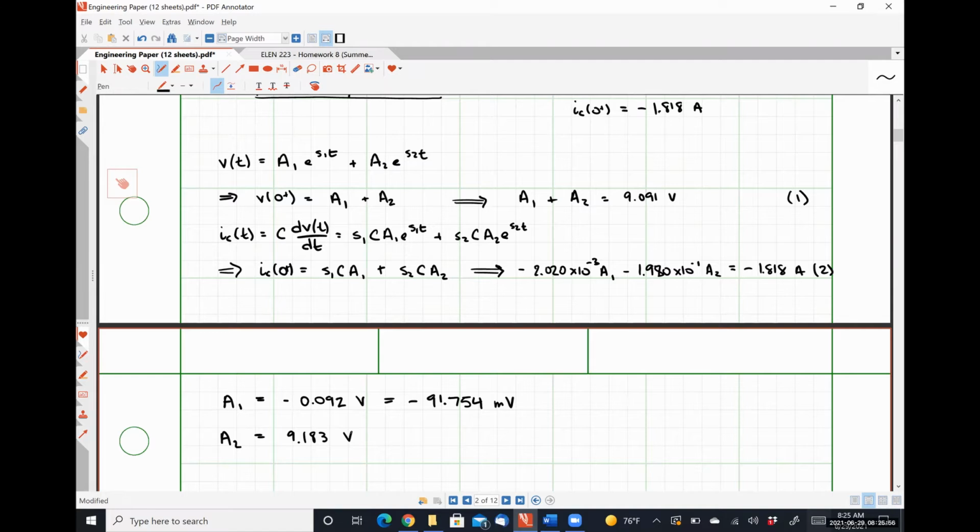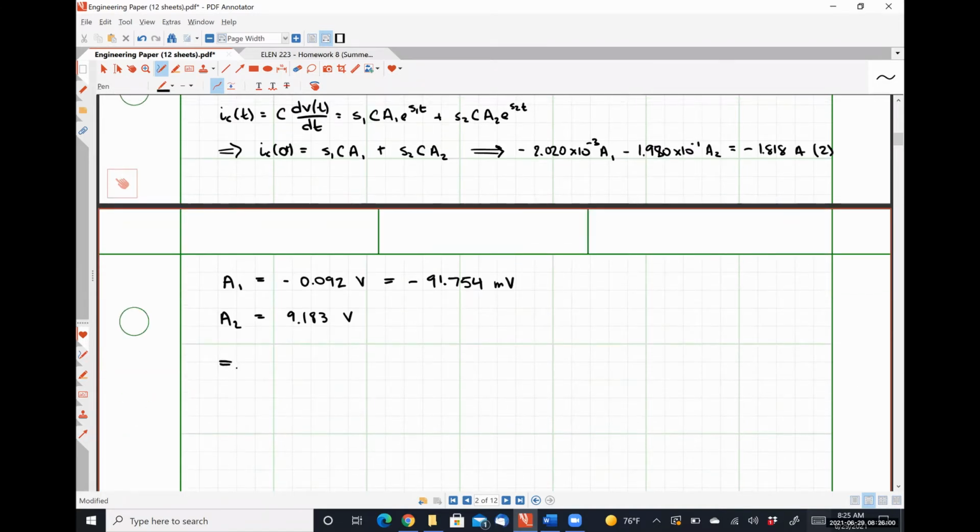Okay. All right. So from this, we know that V of t is just going to be negative 91.754 e to the negative 202.041 t millivolts plus 9.183 times e to the negative 19,797.959 t volts, because we can just directly apply the coefficients A1 and A2.